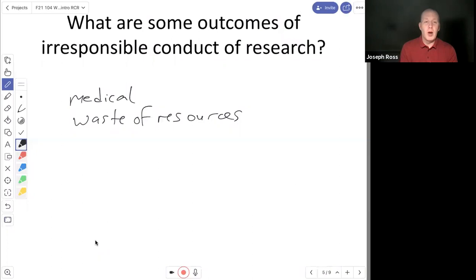I'll just add one more for the sake of time, which is, well, it follows on from the waste of resources, which is waste of time. You may not be familiar, but the idea behind the research enterprise is that some research groups conduct experiments, they publish them, other people read them, they see their results and their conclusions, and then other research groups will base their research projects on what's previously known. And that's how research works.